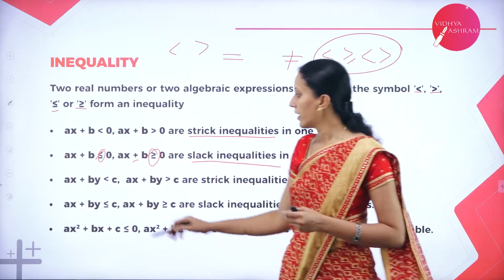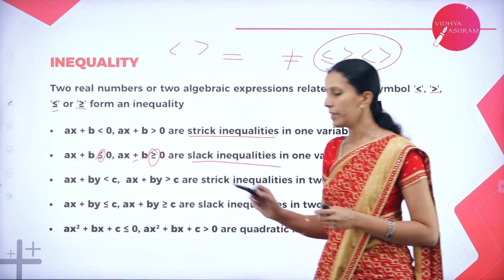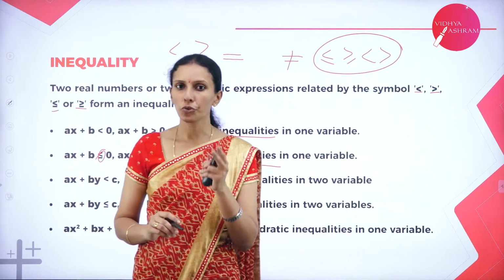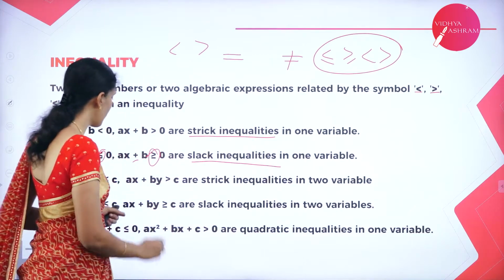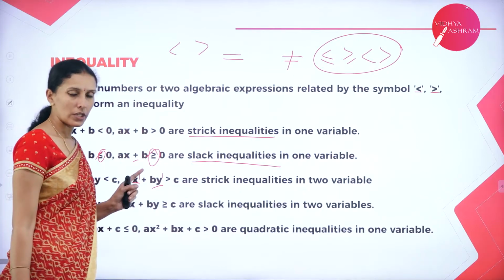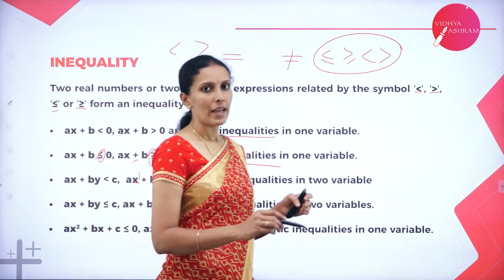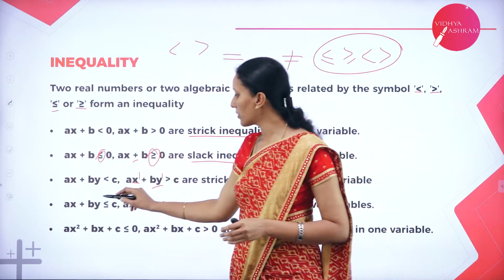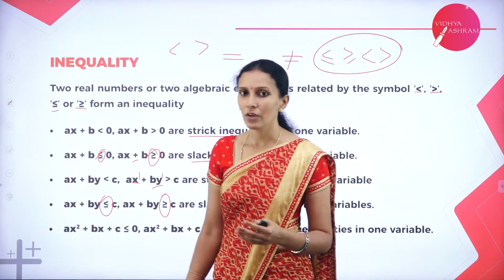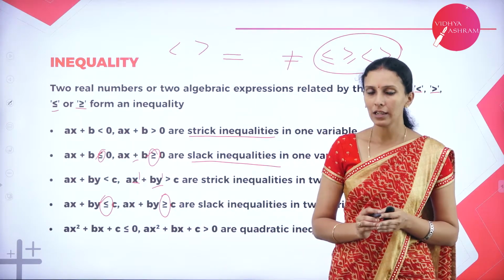Next one, we have ax plus by less than c, and ax plus by greater than c. They are called strict inequalities in two variables. You can observe you have two variables x and y whose degree or power is 1 only. Therefore they are called linear inequalities in two variables. Next we have ax plus by less than or equal to c, ax plus by greater than or equal to c. They are slack inequalities in two variables, and again a, b, c are any numerical constants.